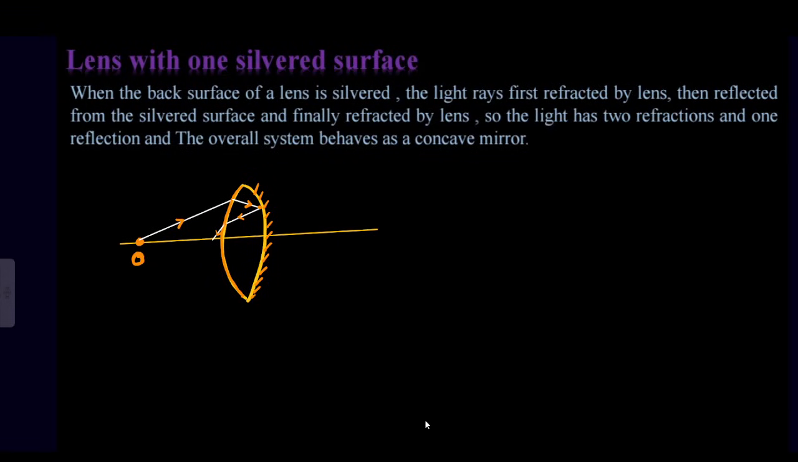That's why the focal length of this combination, overall, this will behave like a concave mirror. Then the equivalent focal length of this whole combination will be given as follows. So 1 by F equivalent equals, the light ray experiences two refractions and one reflection. The reflection is because of the mirror.